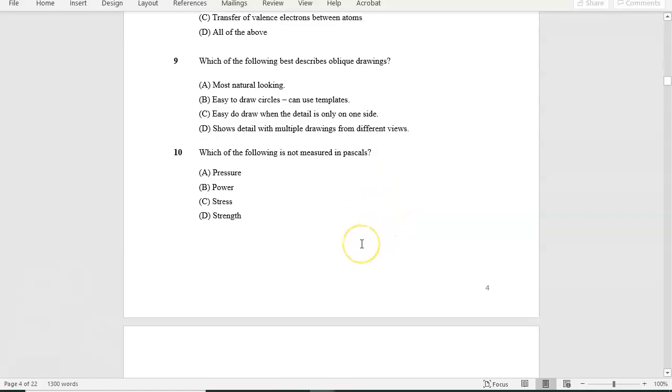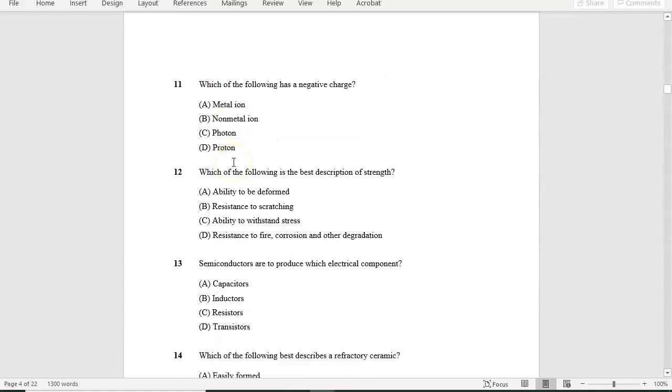Okay, which of the following is not measured in pascals? Well, pressure is measured in pascals, right? We had the film clip with Pascal, and he was under pressure. Stress is another term for pressure, and strength is a measure of how much a material can withstand stress and pressure. Power is measured in... So we have work is measured in joules, and what is the unit for power? Watts, that's right. Okay, insert Abbott and Costello joke here.